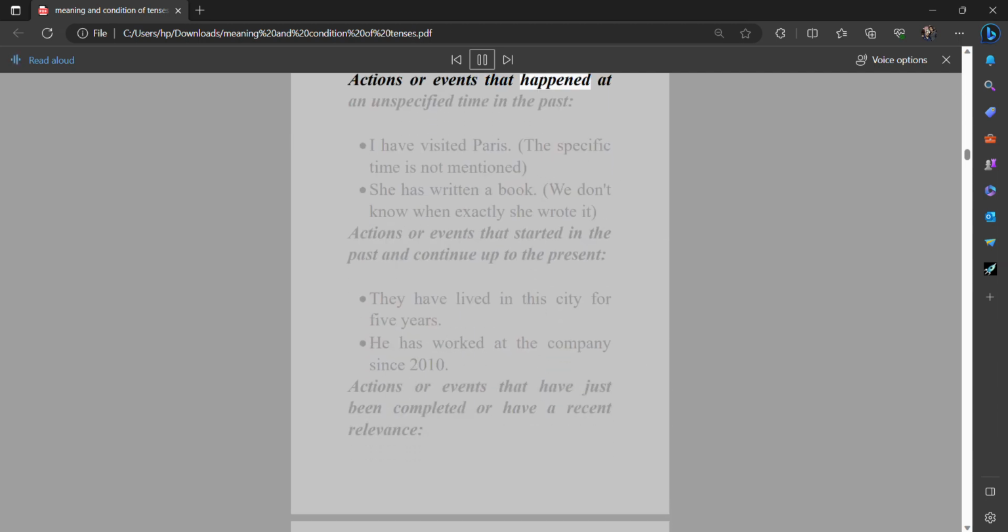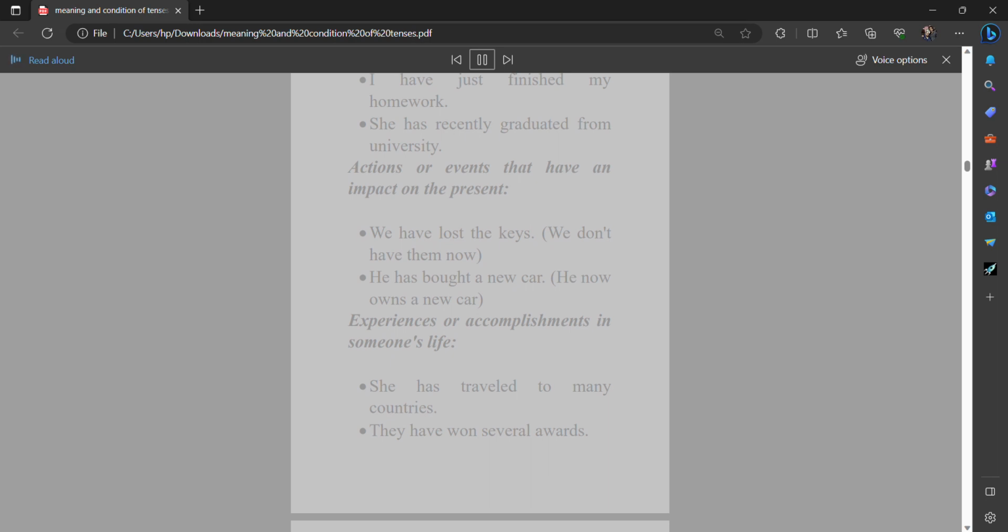Actions or events that happened at an unspecified time in the past. I have visited Paris. The specific time is not mentioned. She has written a book. We don't know when exactly she wrote it. Actions or events that started in the past and continue up to the present. They have lived in this city for 5 years. He has worked at the company since 2010. Actions or events that have just been completed or have a recent relevance. I have just finished my homework. She has recently graduated from university.